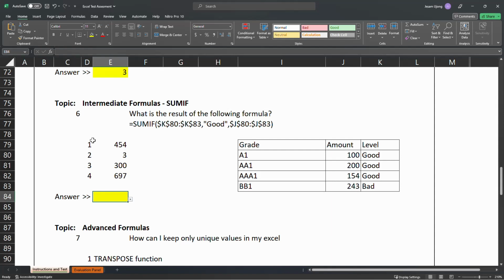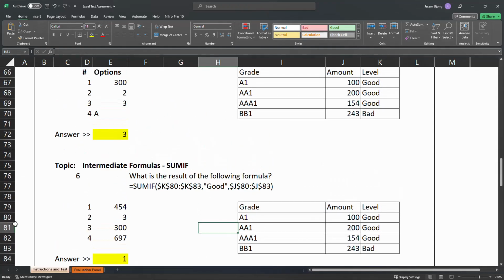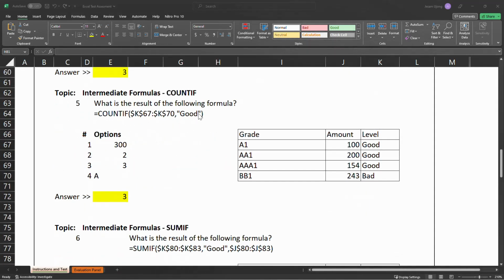We are going to select option one. Any other questions? I noticed we didn't do that for COUNTIF.